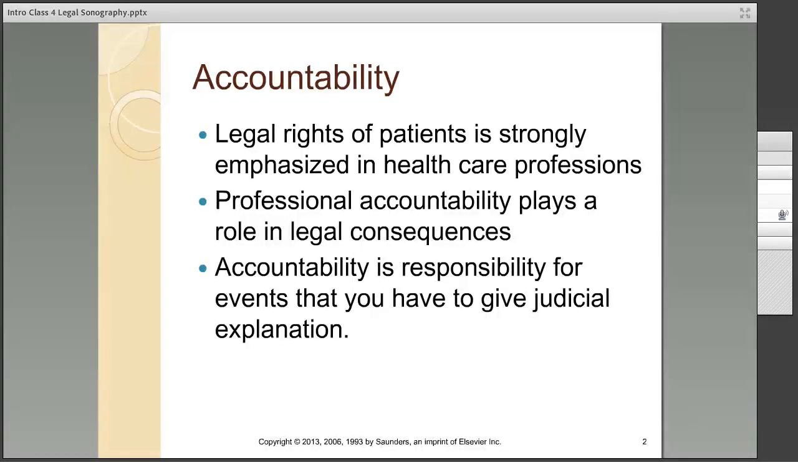Accountability. You are accountable for yourself. Legal rights of patients are strongly emphasized in healthcare professions. Professional accountability plays a role in legal consequences. Accountability is being responsible for events that you may have to give judicial explanation for.